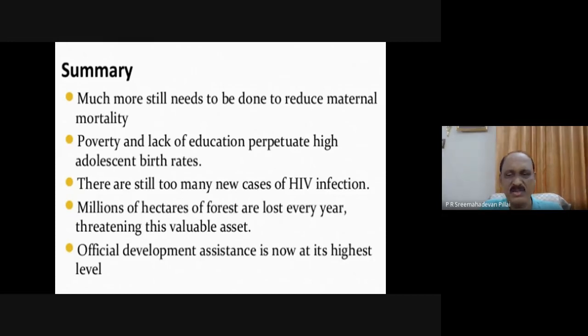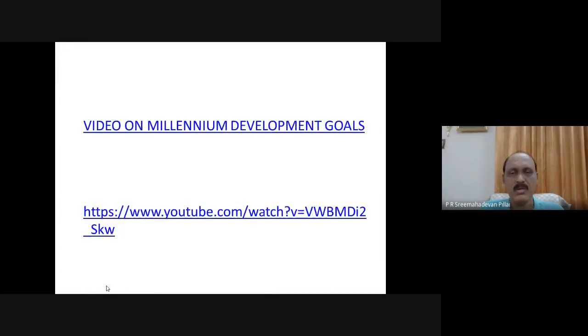Then official development assistance is now at its highest. The United Nations, UNDP is there, UNEP is there. Then every country has its own organizations for the promotion of these MDGs. But still, so many things are yet to be done. See the next slide. A small video on where we stand on MDGs. Just see where we are standing right now on MDGs.